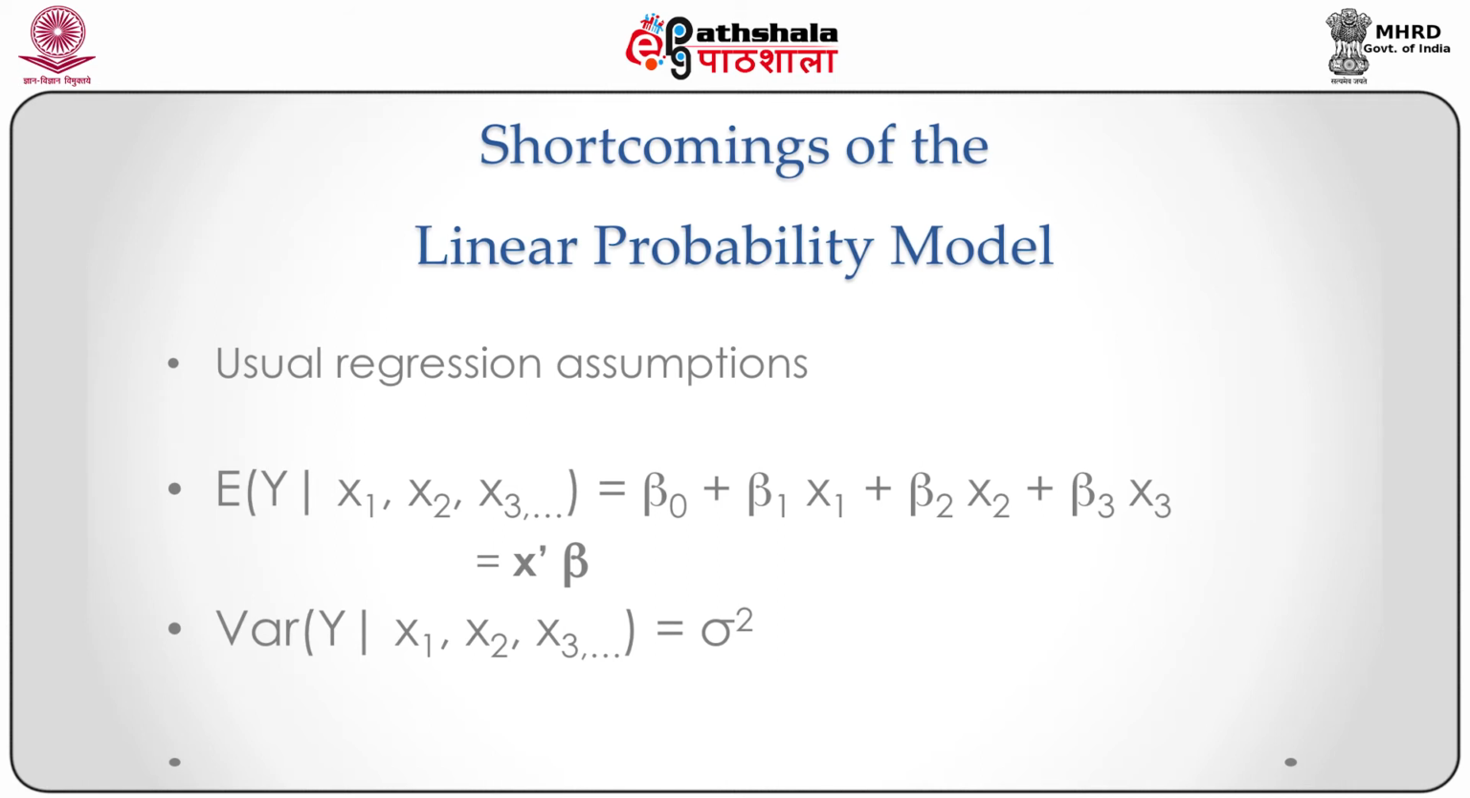Binary data typically leads to heteroskedastic errors. The reason is that each y conditional on x may now be considered to have a Bernoulli distribution. The mean of the Bernoulli distribution, as we specified, is the probability of y equal to 1, which is equal to x prime beta. The variance we know for a Bernoulli variable is pq, which is the probability of y equal to 1 multiplied by the probability of y equal to 0, which is equal to x prime beta into 1 minus x prime beta. Thus, sigma square becomes a function of x, violating the assumption of homoskedasticity.